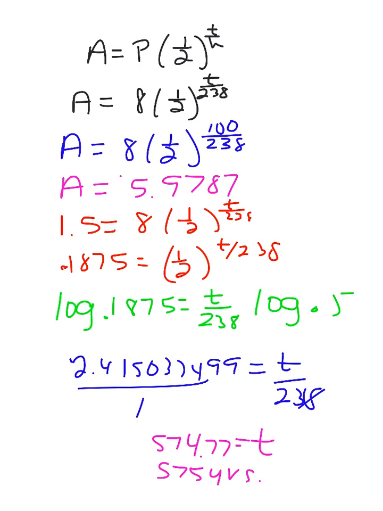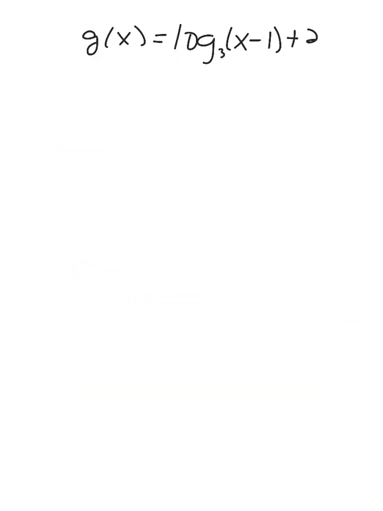All right, let's take a look at number 9. First I want to state what's the transformation from the parent function f of x, which is log base 3 of x, to get g of x. So I have a -1, that means to the right 1. And I have a +2 on the outside, which means up 2. Now I want to find the domain, the vertical asymptote, and the x and y intercepts, and I want to graph it.